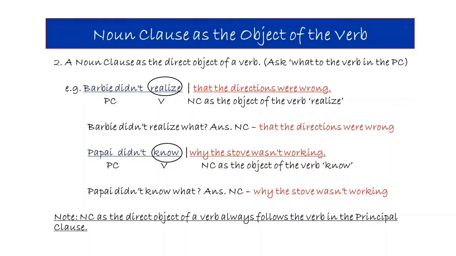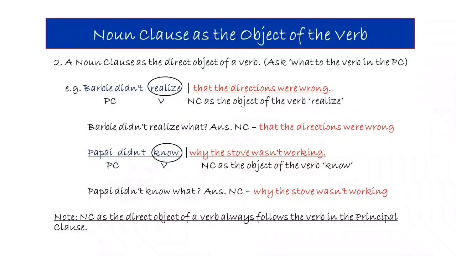Noun clause as the object of the verb. In order to identify a noun clause as the direct object of a verb, we have to ask what to the verb in the principal clause. For example, Barbie didn't realize that the directions were wrong. Here, Barbie didn't realize is the principal clause. That the directions were wrong is the subordinate clause. When we ask the question, Barbie didn't realize what? The answer is that the directions were wrong. Here, that the directions were wrong is noun clause as the object of the verb realize.